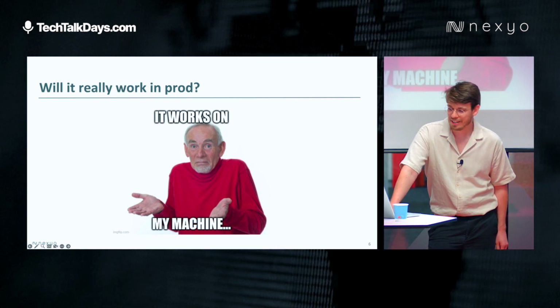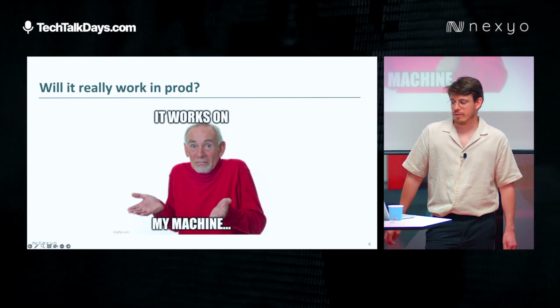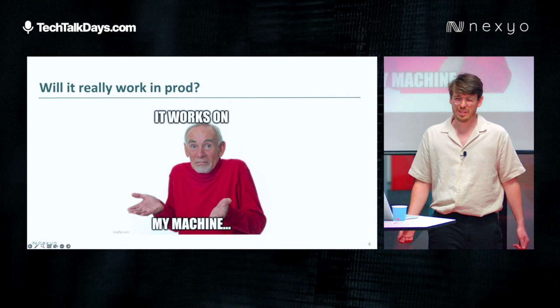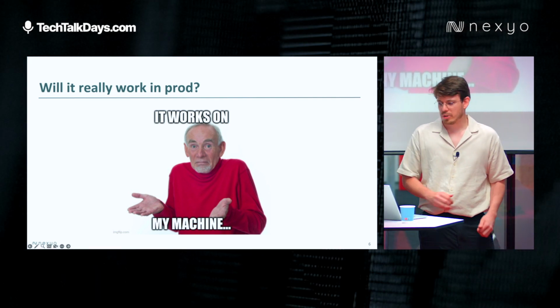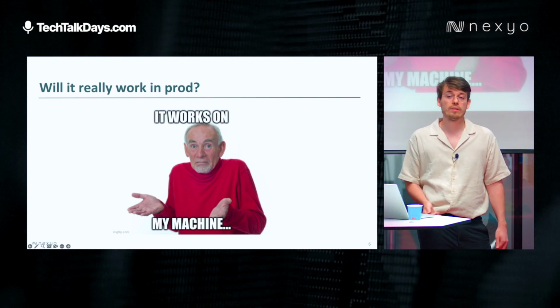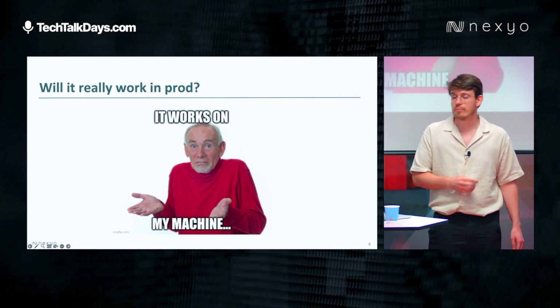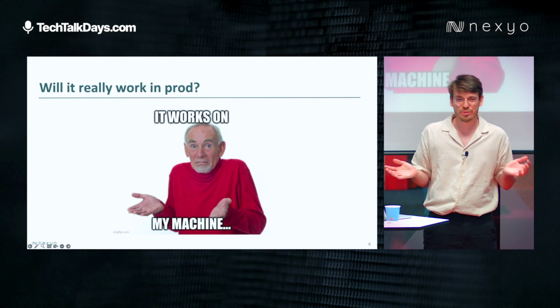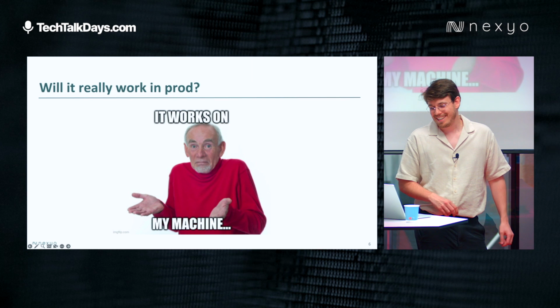Problem number three. Because of these diverging environments, we were constantly asking ourselves, will it really work in prod? We could be less and less certain that if it worked on our local machines or in the CI jobs, it would work the same way in production. A classic example of the "it works on my machine" problem.